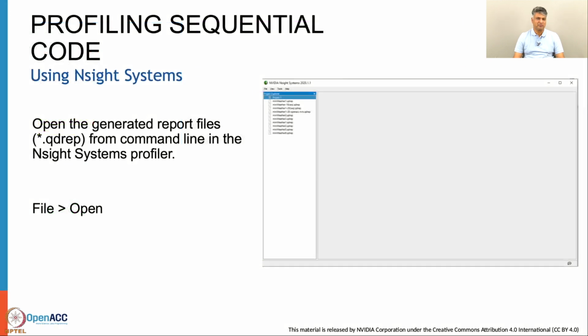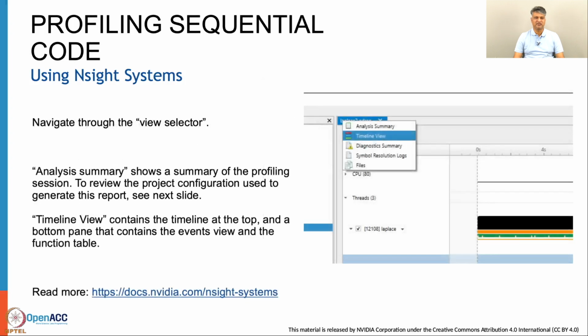Once you open up the generated report files, which come with the extension .qdrep, from the command line in the NVIDIA Systems Profiler, you can then see what is called the timeline view. You can navigate through the view selector. An analysis summary will then show you the summary of the profiling session. To review the project configuration used to generate this report, you can see the next slide. The timeline view contains the timeline at the top and a bottom pane that contains the events view and the function table.